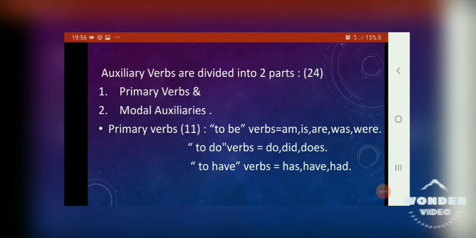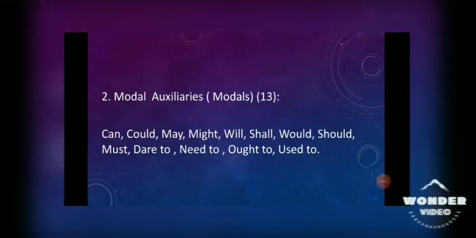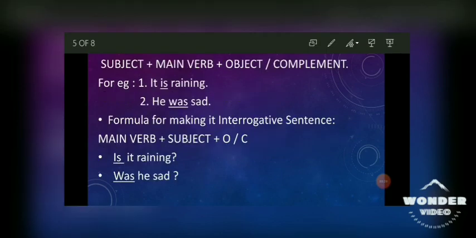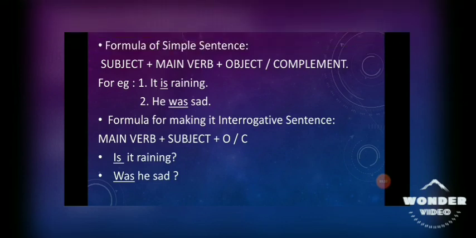Let's see what are modal auxiliaries. There are 13 modal auxiliaries which are also called modals. Which are those 13 words? Can, could, may, might, will, shall, would, should, must, dare to, need to, ought to, used to. You have to keep all these in mind because the next topic we will be doing is modal auxiliaries. Okay, so keep these 13 in your mind. Next. So you have understood now the difference between a primary verb and a modal auxiliary.